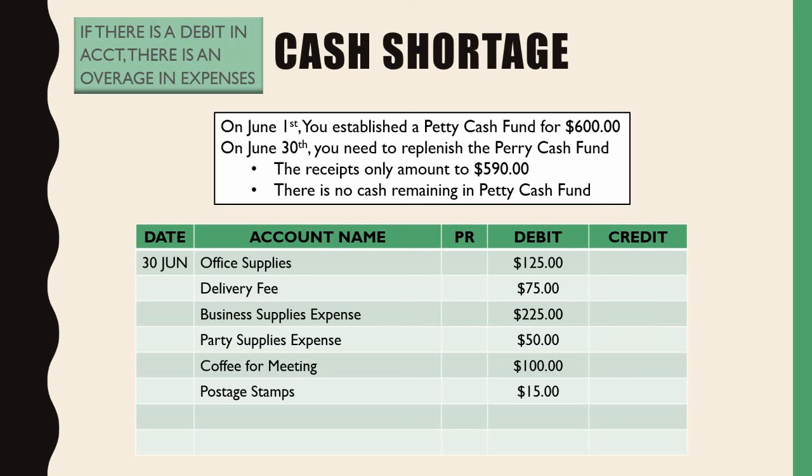I only have $590 and no more cash left in the petty cash. So in this case, what I'm going to do is I'm going to have to recognize a cash shortage. Okay? So in this case, I'm missing $10. So what I'm going to do is, the petty cash drawer must hold a total value of $600 at all times. So because I recognize that there's a cash shortage of $10, I'm still going to cut a check for $600 because the petty cash has to be $600 at all times.